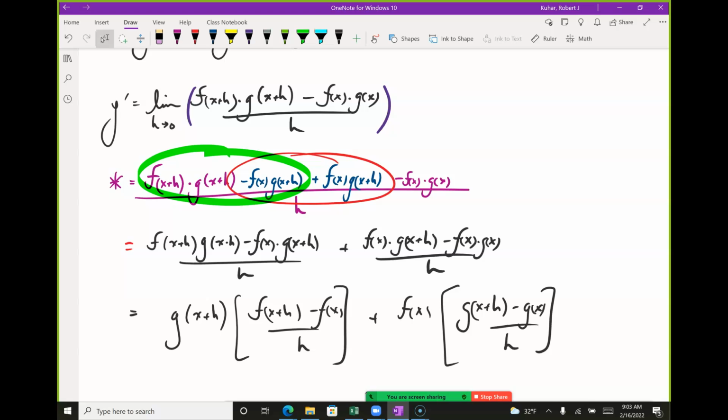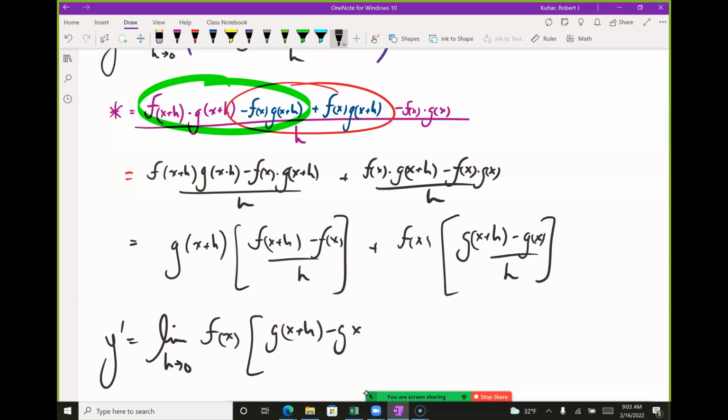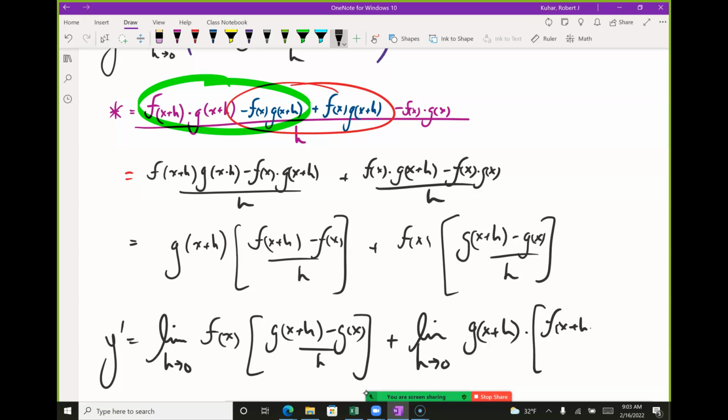So I'm going to switch my order and then go back to my limit. So y prime is the limit as h goes to 0 of that second piece, that's f of x and g of x plus h minus g of x all over h, plus the limit as h goes to 0 of g of x plus h times f of x plus h minus f of x all over h.